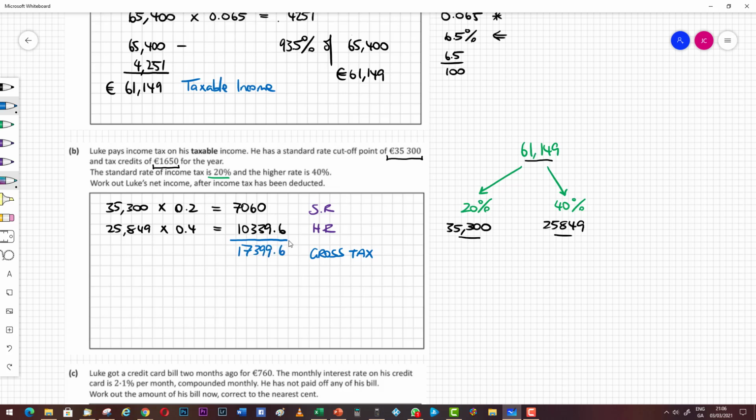17,399.60. Let's put in the 0. Okay, so that's the gross tax. Now, where do the tax credits come in? Well, the tax credits are an amount of money that the government, or the revenue, gives you as a credit that you don't have to pay.